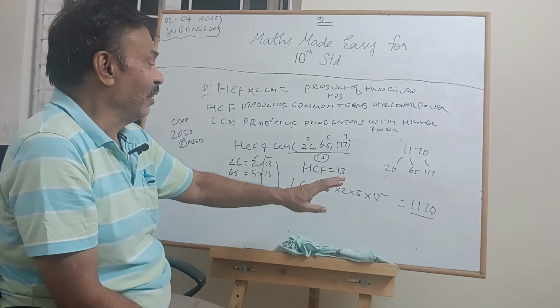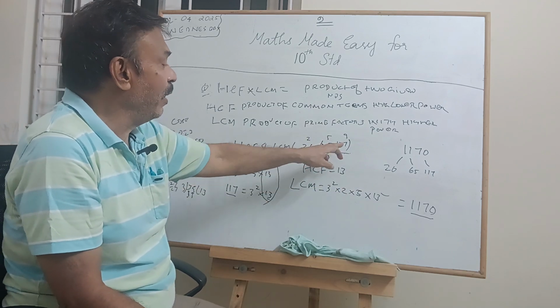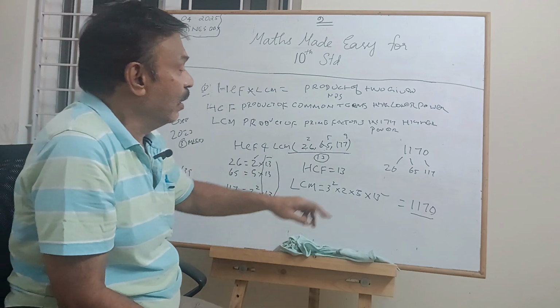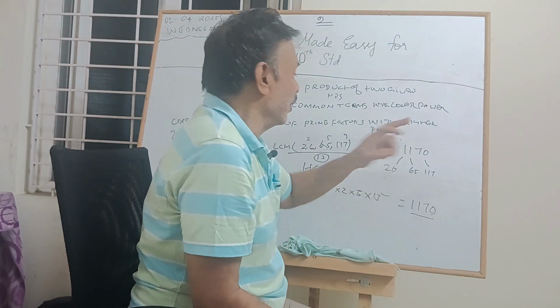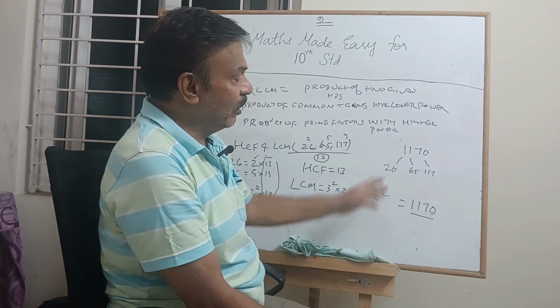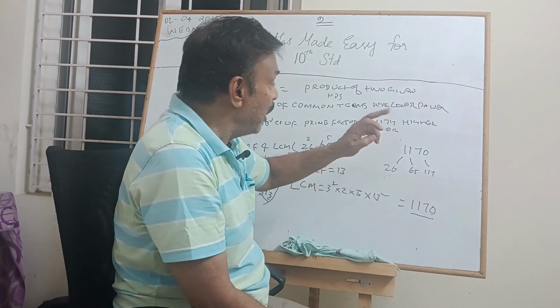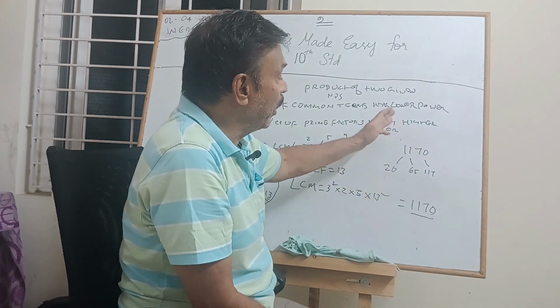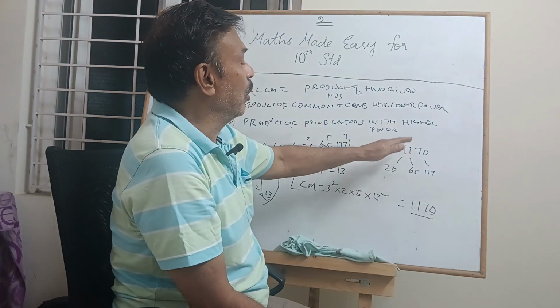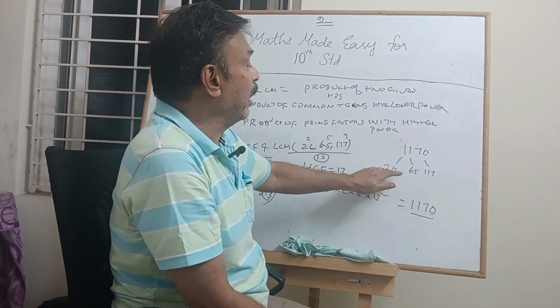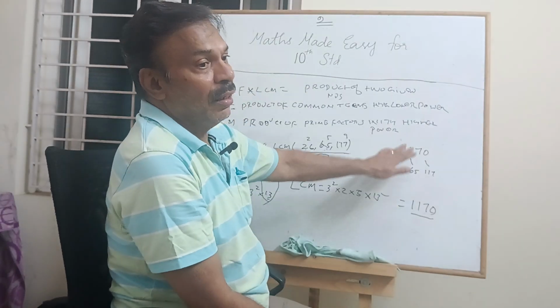So this can be divided by 13. All of these can divide this number. This is the difference. And this is the least number. There is no other number below 1170 that all these three numbers can divide. That is the meaning.